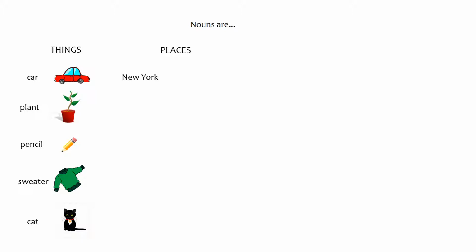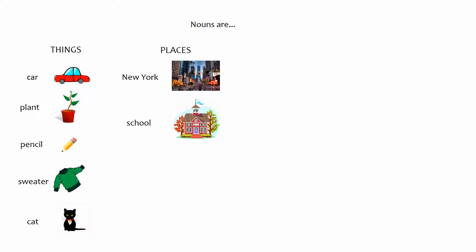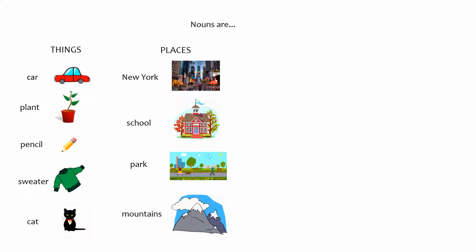Nouns can also be places. For example, New York, school, park, mountains.